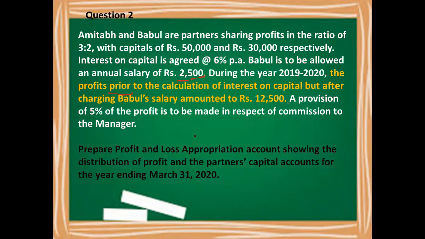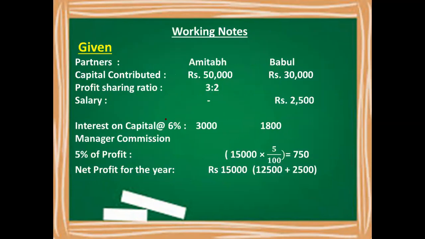And there is a provision of 5% of profit to be made in respect of commission to the manager. So again, we'll chalk out all this information on a piece of paper like this: two partners, their capital, their profit sharing ratio, their salary, interest on capital we calculated, manager commission we have calculated like this. But before calculating manager commission, we have to see the net profit for the year. It is 15,000 because they said after charging partner salary, and we wanted to show the total profit, not the deducted profit. So we add back the salary to it and it makes 15,000. And the manager commission provision is 5% of the profit.